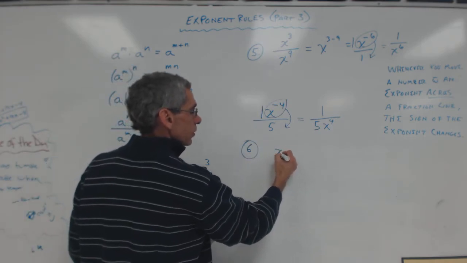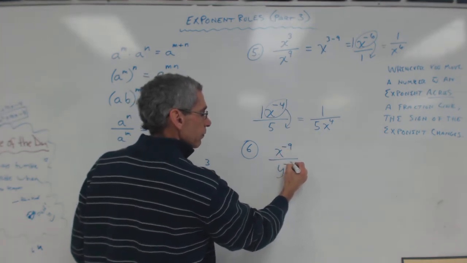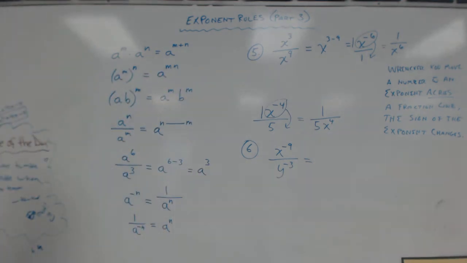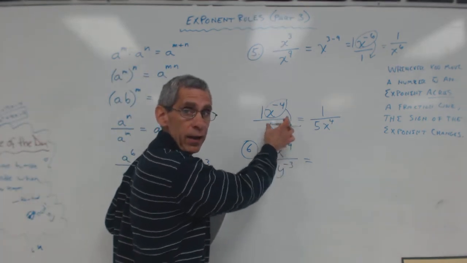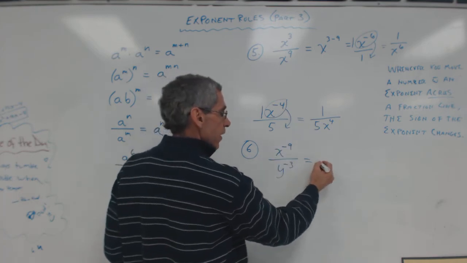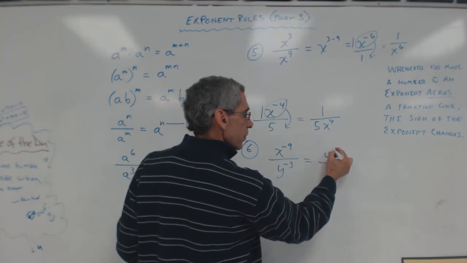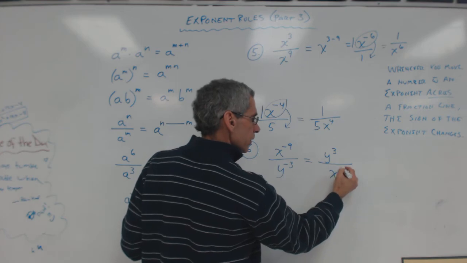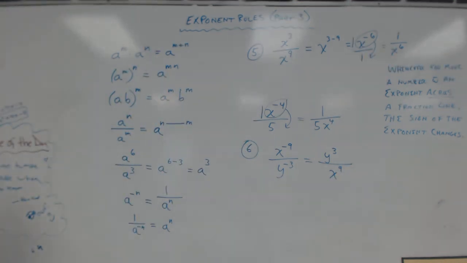So an example of where this is really helpful is like this. Let's say I had x to the negative 9 over y to the negative 3. How should I write that? I could move this one up, couldn't I? Doesn't matter which way across the fraction line. If I move the y to the negative 3 upstairs, it becomes y to the positive 3. And then if I move this downstairs, it becomes x to the positive 9. There's my answer.